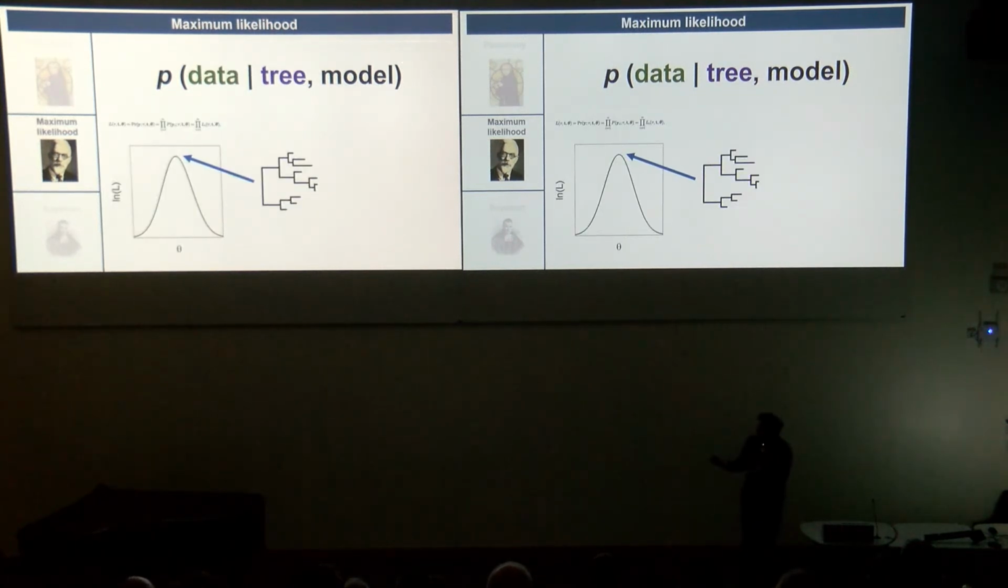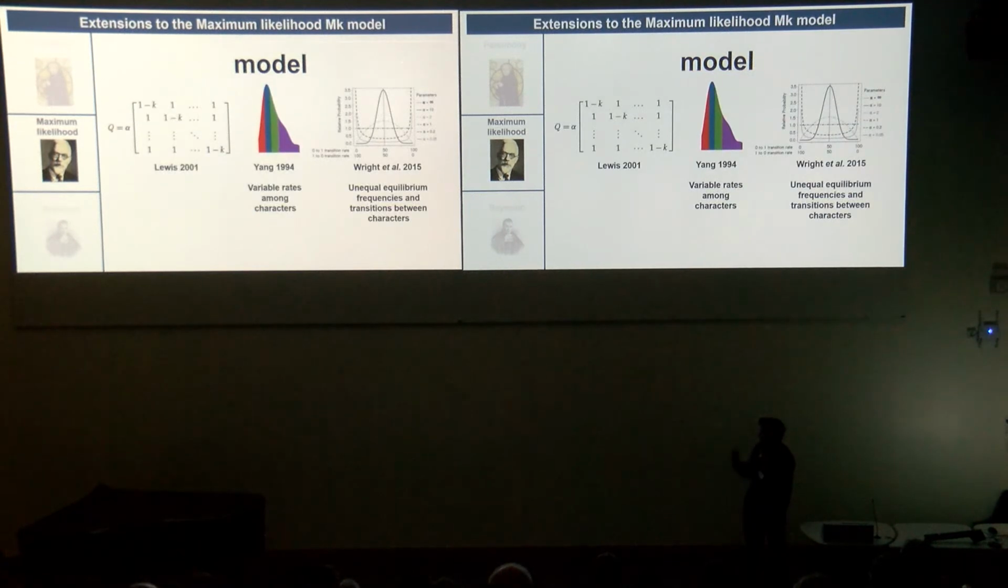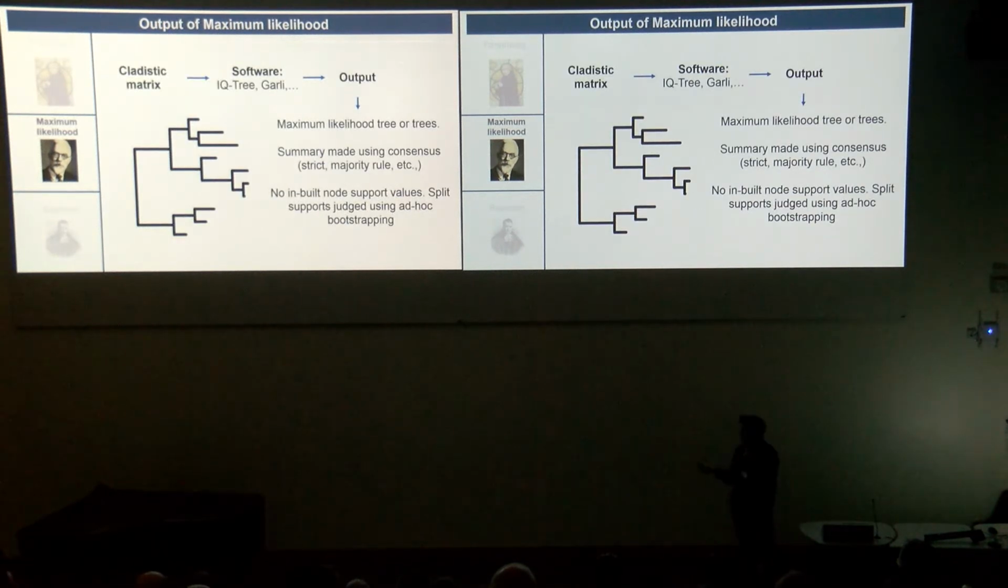When we run a likelihood analysis, we take this likelihood formula where we're varying topologies and branch lengths and trying to get the maximum likelihood fit. It's quite a simple model, but we can extend it to model things like variable rates among characters, so different characters can have different rates, and try to allow for different rates between different character states as well. Like parsimony, in practice we take our matrix, run it through some freely available software, and get out either a maximum likelihood tree or trees, and we can summarize those.